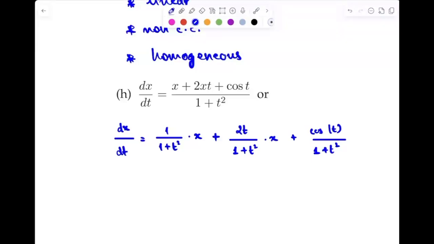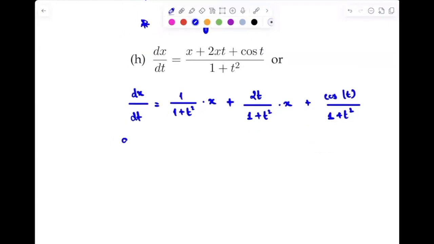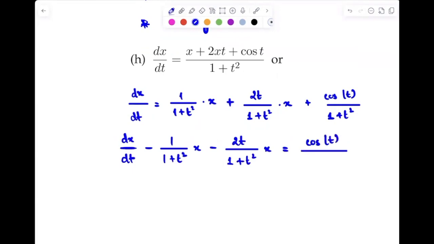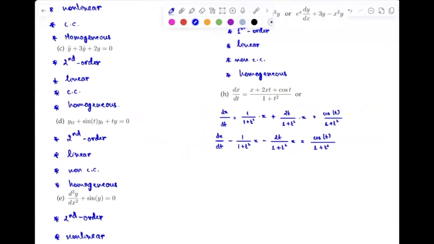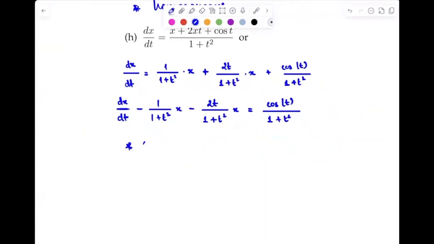For the dependent variable, I'm going to move everything to the left-hand side of the equation. So I have dx dt minus 1 over 1 plus t squared times x minus 2t over 1 plus t squared times x equal to cosine of t divided by 1 plus t squared. Now at this point, you can technically classify the differential equation. This is a first order differential equation because the highest derivative is 1.